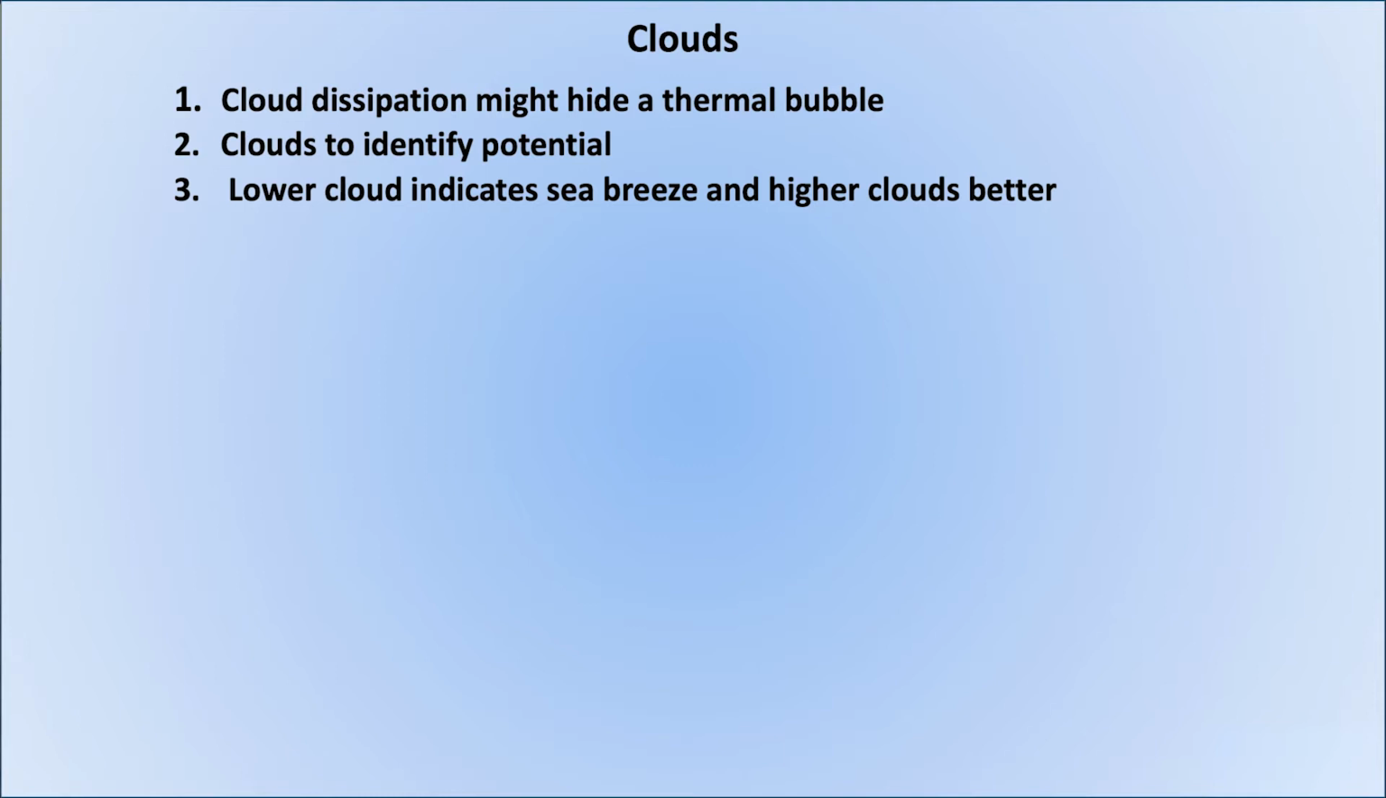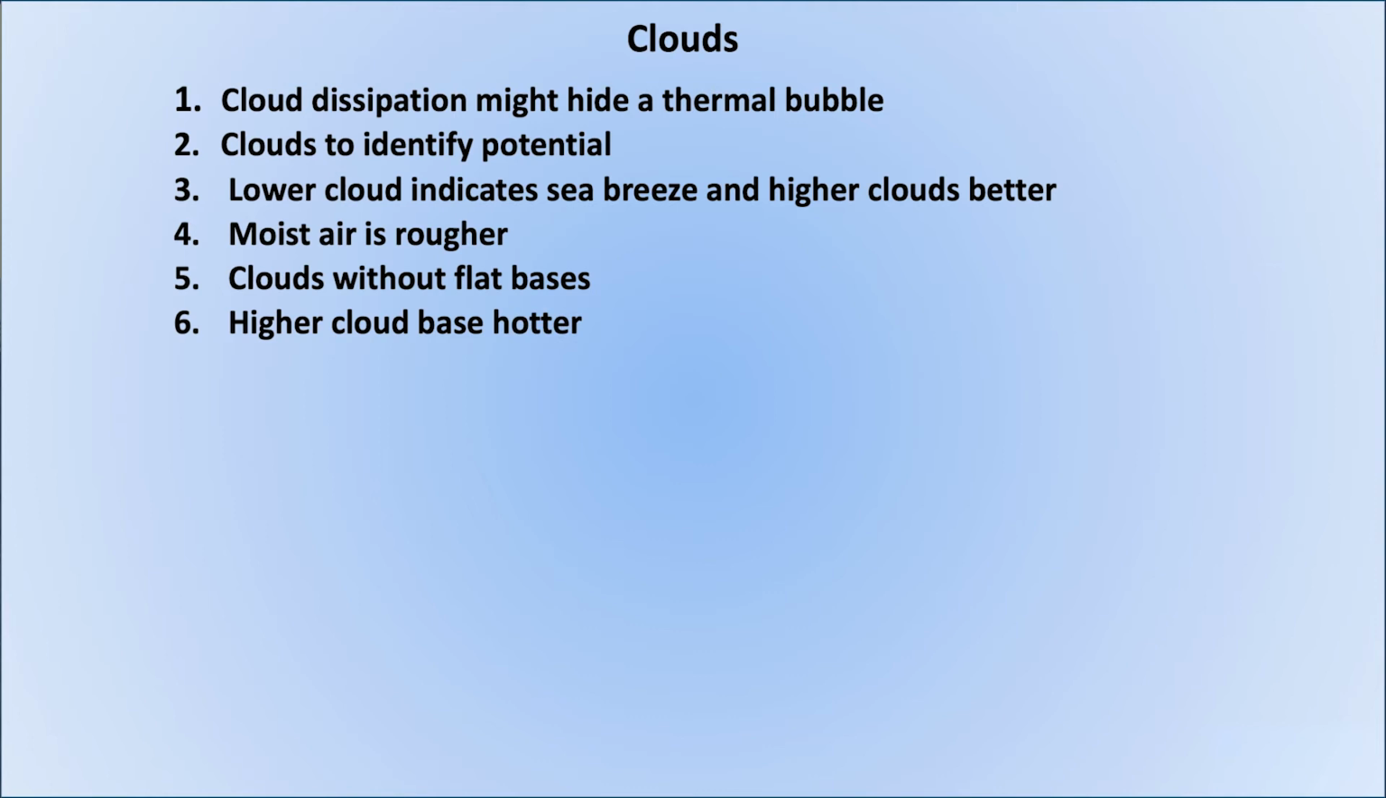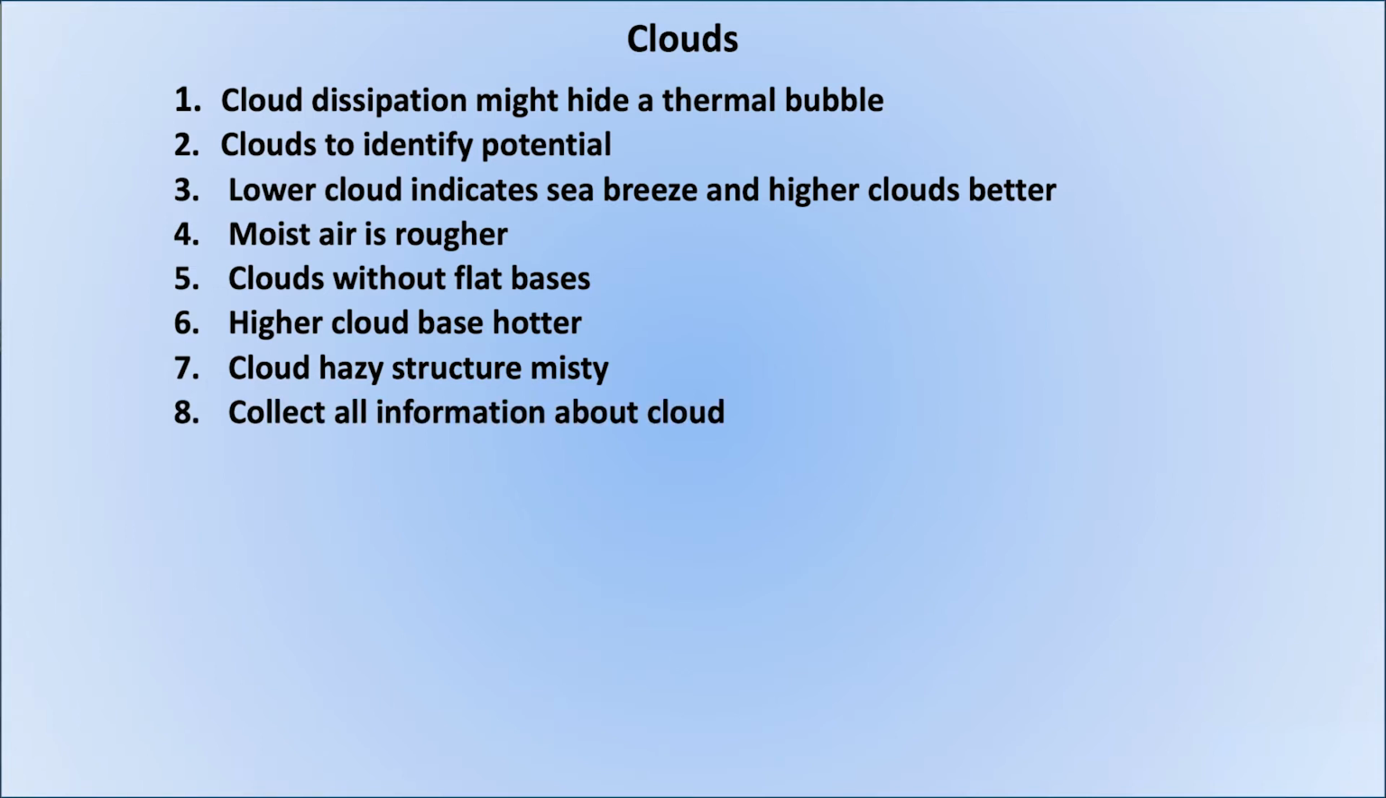A lower cloud indicates a sea breeze or more humid air and cooler air. Higher cloud bases then are better. Moist air tends to be rougher, i.e. more unstable. Watch out for clouds without flat bases. Higher cloud base is hotter. Cloud hazy structure and misty is dying. Collect all information about cloud. Anticipate them like the traffic lights.